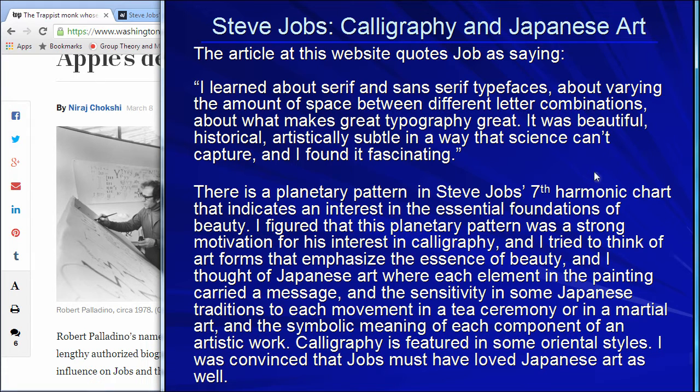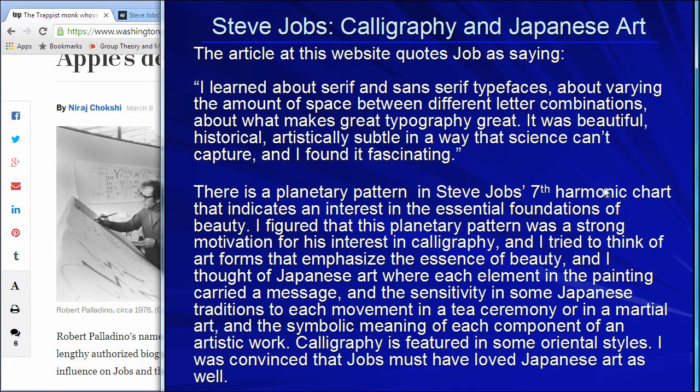Even if you don't know what a harmonic chart is, don't worry about it. Essentially, what the harmonic chart does is it shows you planetary patterns based on a beat. So the seventh harmonic will show us patterns based on a beat of seven, like 1, 2, 3, 4, 5, 6, 7. And the seventh harmonic beat has a certain quality to it. It's very introverted. It's very disciplined. And there are certain planets in Steve Jobs' chart that form strong patterns in the seventh harmonic.